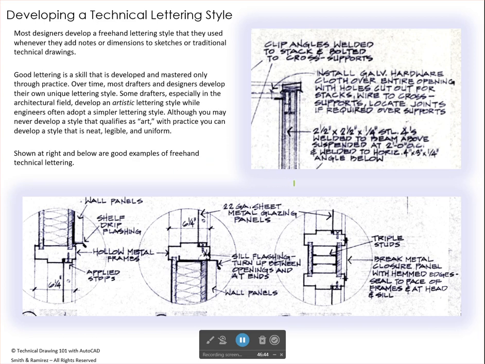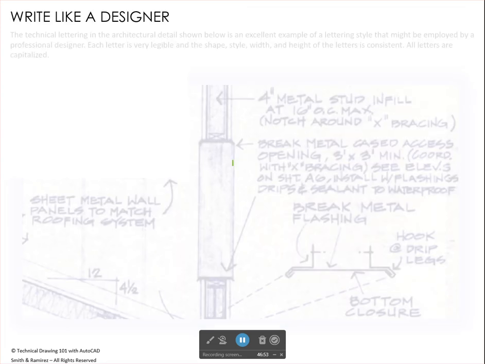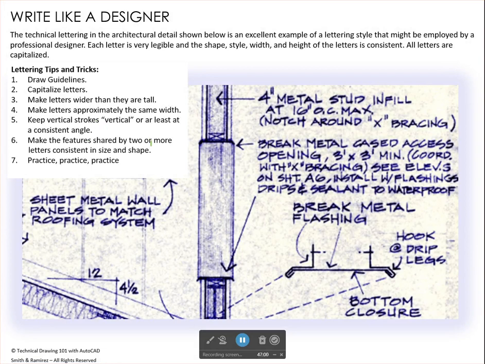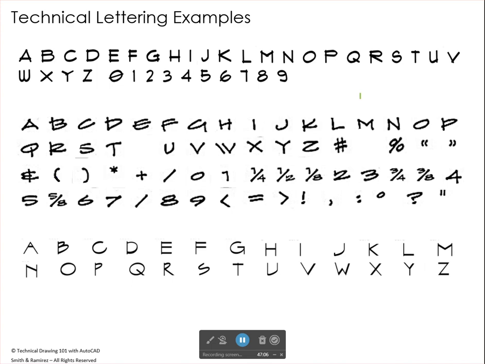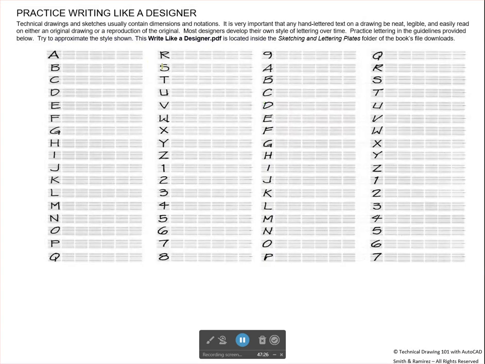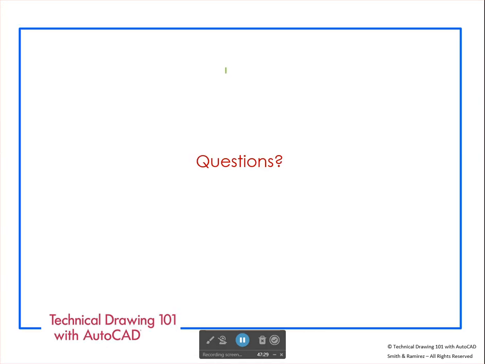And then I asked you guys to watch that video on developing a technical lettering style. So this is what I'm talking about. This is some really nice lettering in here. And so write like a designer. I gave you some tips and tricks on that. And in that chapter, you can print out some practice sheets. So here's some good technical lettering examples. And so my lettering style is somewhere between like this and this. It's a little bit looser than this one on the top, but maybe not quite as loose as this one down here on the bottom. So these are some sample sheets that you could practice your lettering with. All right.